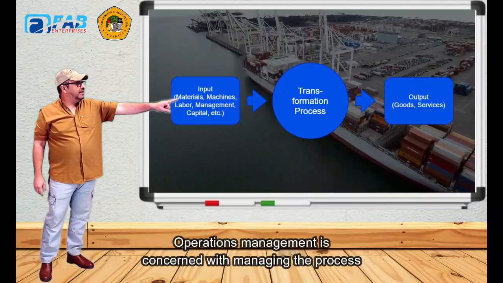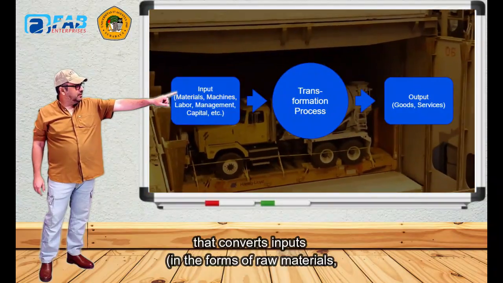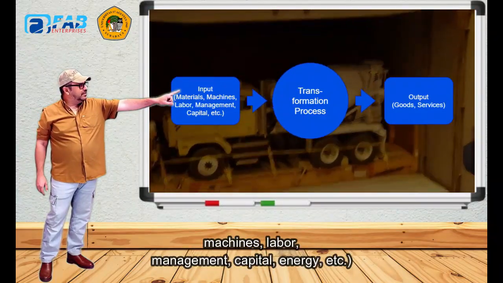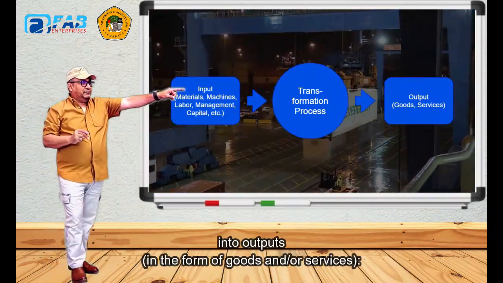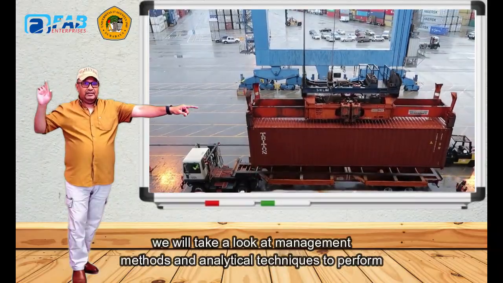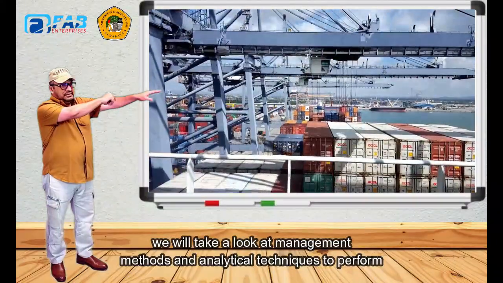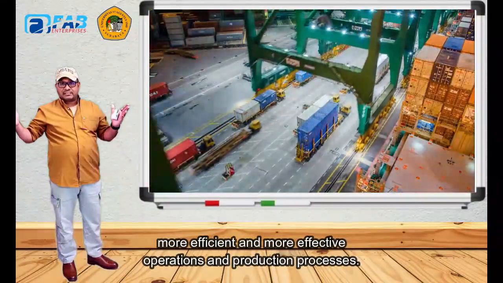Operations management is concerned with managing the process that converts inputs in the forms of raw materials, machines, labor, management, capital, energy, etc., into outputs in the form of goods and/or services. In this second part of the course, we will take a look at management methods and analytical techniques to perform more efficient and more effective operations and production processes.